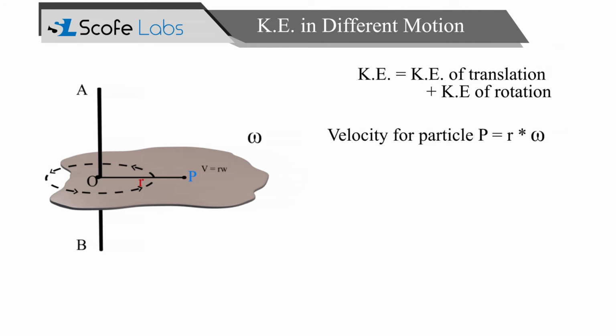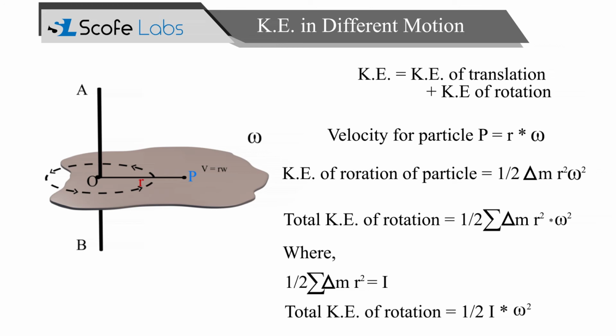For a particle p having mass m, the velocity is equal to radius r times angular velocity omega. First, we consider kinetic energy of rotation of particle p. Now, total kinetic energy of rotation. Here, the term 1/2 summation delta m r square we can call the mass moment of inertia of body about axis of rotation. Now, the kinetic energy becomes half of I omega square.